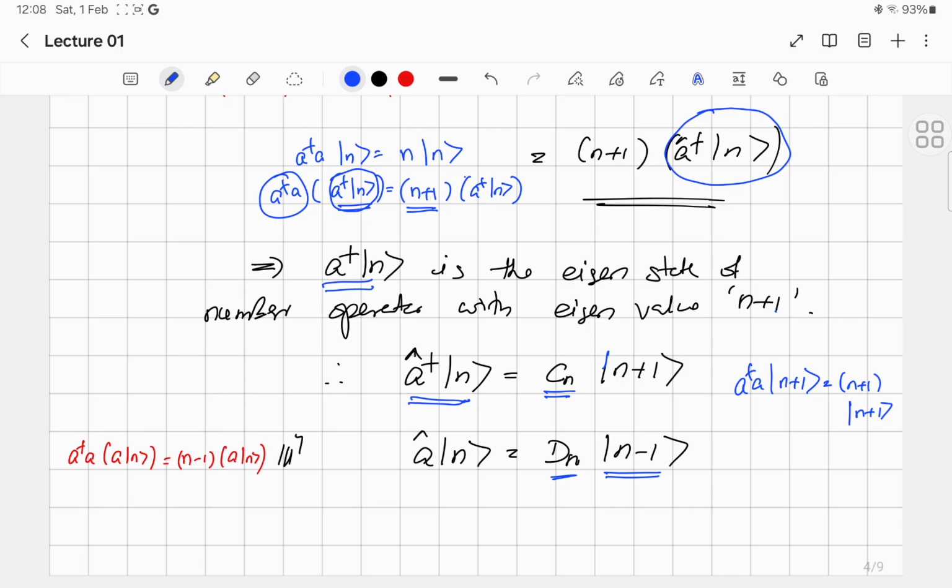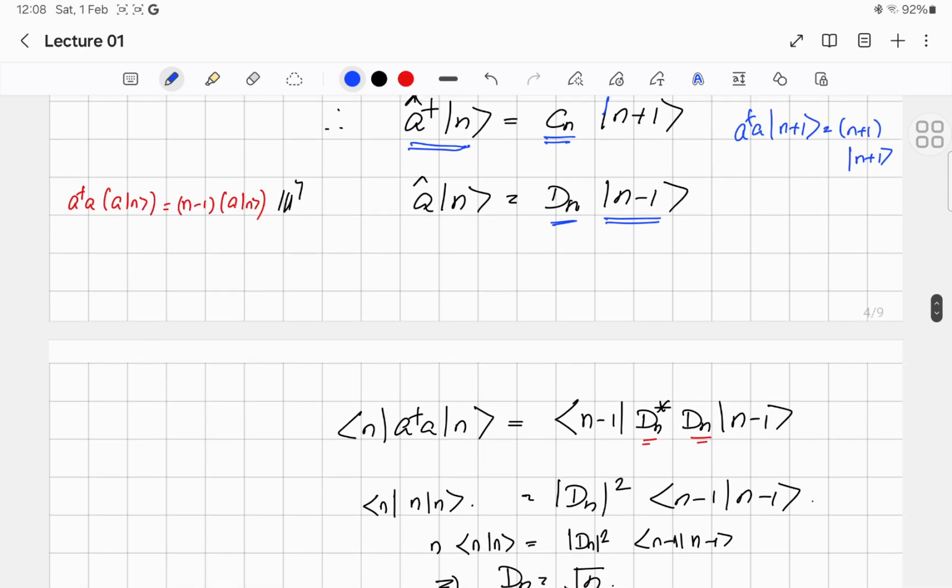Okay, so now I have got the physical meaning of this a and a dagger. A dagger increases the eigenvalue of the Fock state by 1, and a decreases the eigenvalue of the Fock state by 1. So therefore, hereafter I can call a dagger the creation operator and a the annihilation operator.